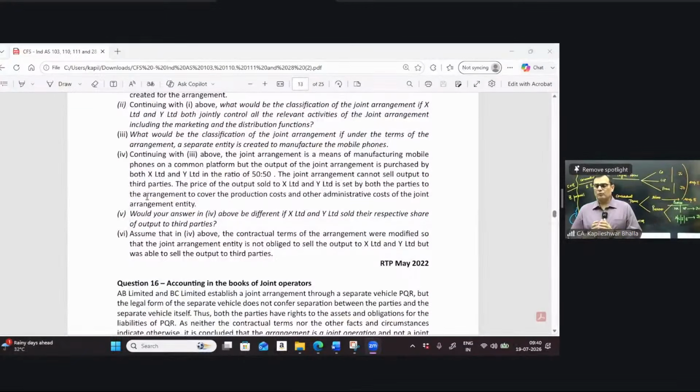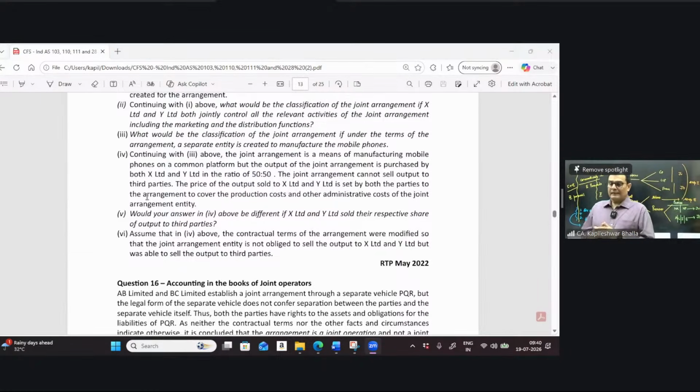Then he says, what would be the classification if under the terms of the arrangement, a separate entity is created to manufacture the mobile phone? I think in that particular case, it definitely can't be concluded that it is a JO. You need to apply the other parameters, look at the legal form, look at the contractual terms of the parties, and then come to the conclusion about the status. So in part number 3, we'll say that we need to evaluate the factors, that is the legal form, the contractual terms, and the other facts and circumstances.